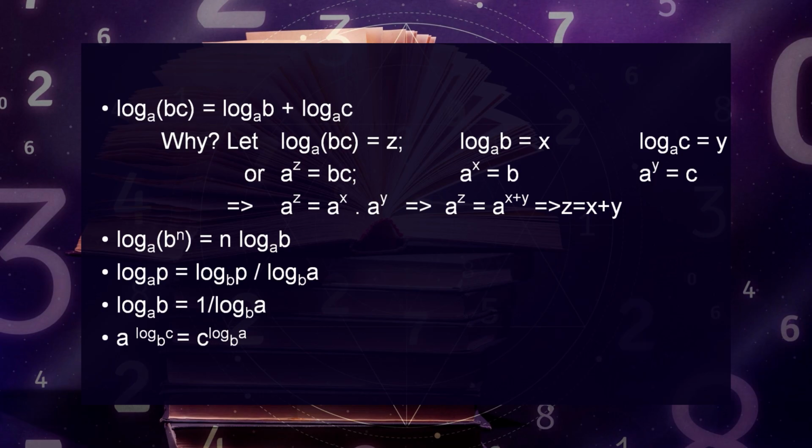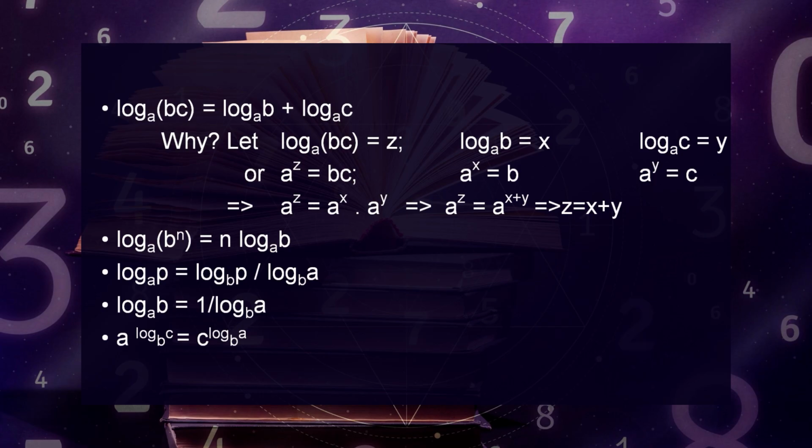and log of b with the base a. So the base is a everywhere, so I'm not going to say which base we are referring to. So log bc equals z, log b equals x, and log c equals y, and everywhere the base is a. Then since the base is a, if we convert it into the exponent, it means a to the power z becomes bc. So a to the power z equals bc, a to the power x equals b, and a to the power y equals c, right?